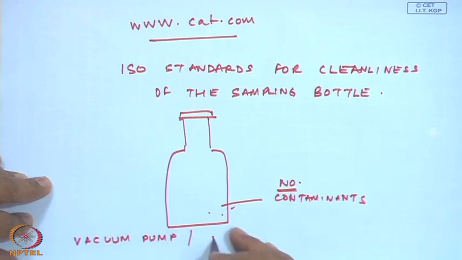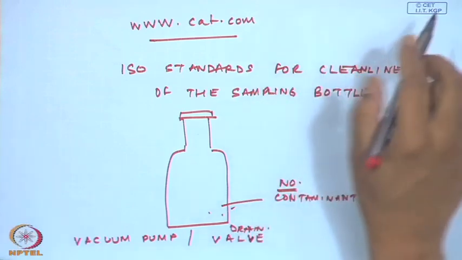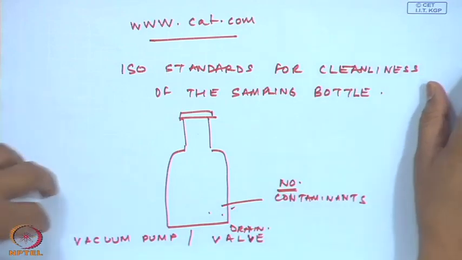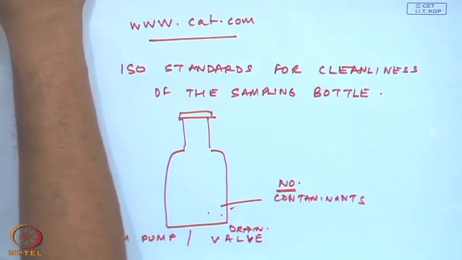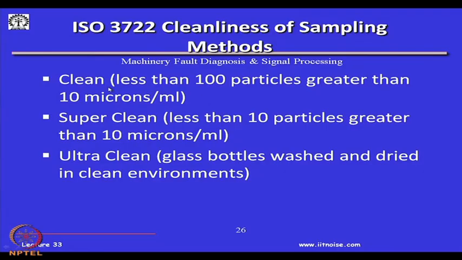Or valve, drain valve, etcetera. This is how they are collected. So, this ISO 3722 cleanliness of sampling method tells that it is clean when there are less than 100 particles greater than 10 microns per milliliter. Super clean, less than 10 particles greater than 10 microns per milliliter. Ultra clean, glass bottles washed and dried in clean environment.